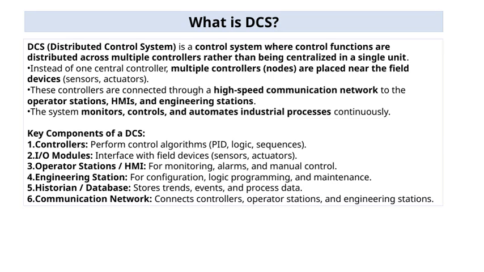Let's talk about DCS, or Distributed Control System. Essentially, it's a control system where control functions are spread out across multiple controllers, rather than being all centralized in one single unit. Instead of having just one main controller, you have several controllers, often called nodes, placed near the actual field devices like sensors and actuators.